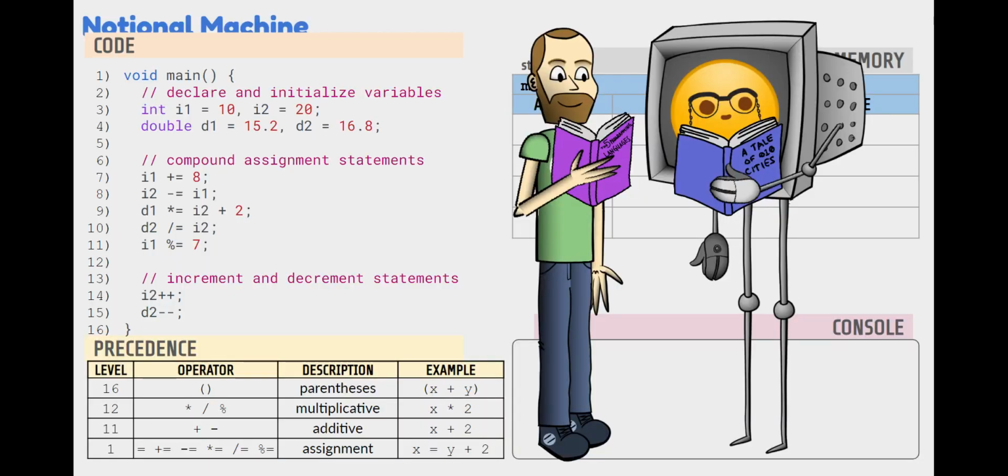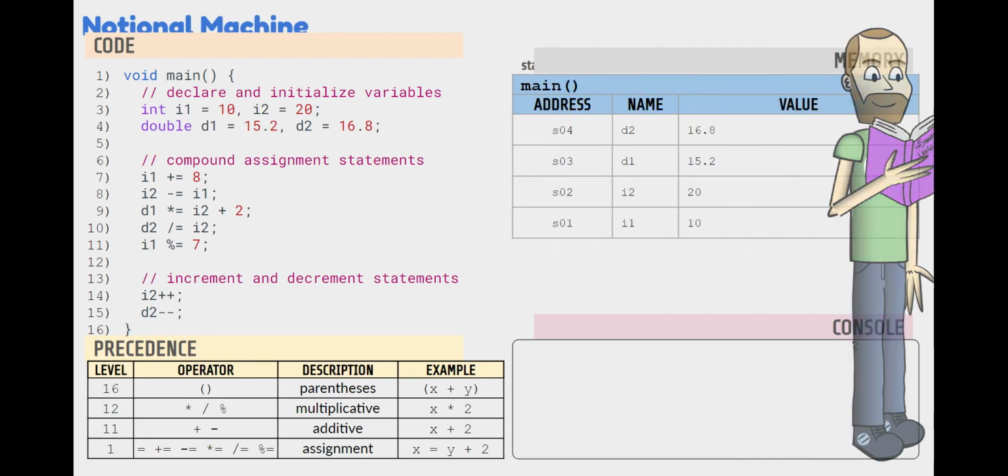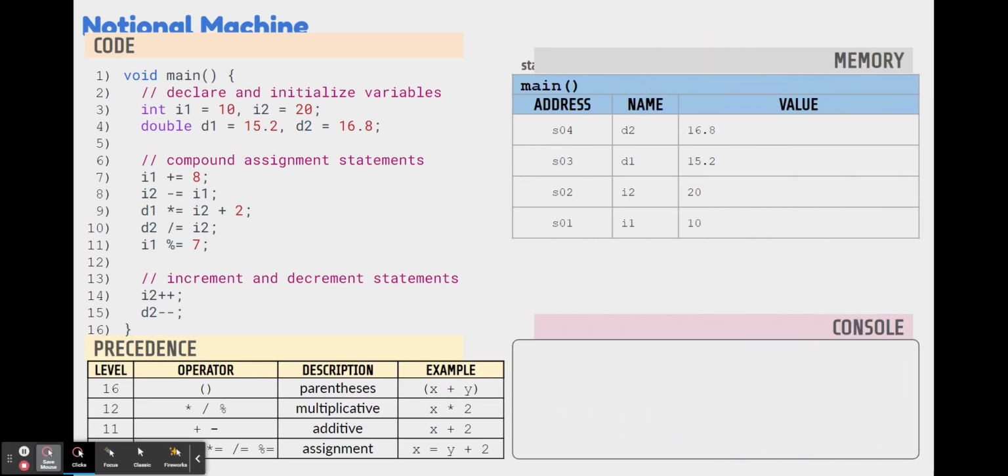And so we have some code on the left-hand side. So go ahead and pause the video, read through that code, and try to figure out what's happening. So we're going to start off by looking at line 3. On line 3, we are declaring and initializing two integer variables, I1 and I2. I1 we are setting to the integer literal 10, and I2 we are initializing to the integer literal 20. And we see both of those in our memory already.